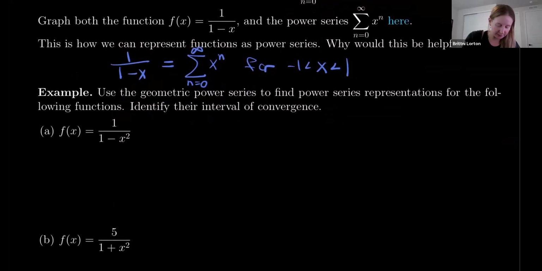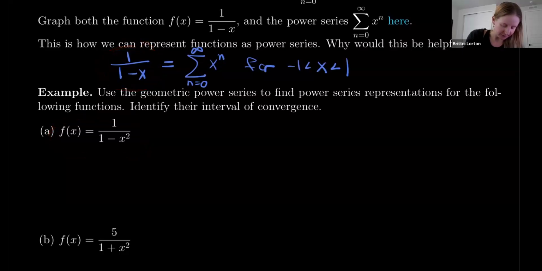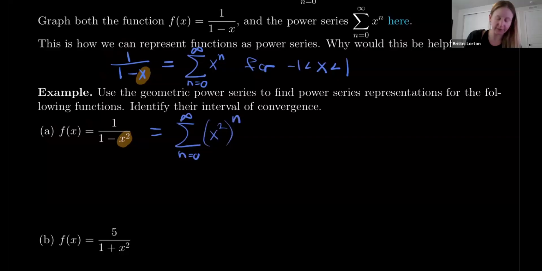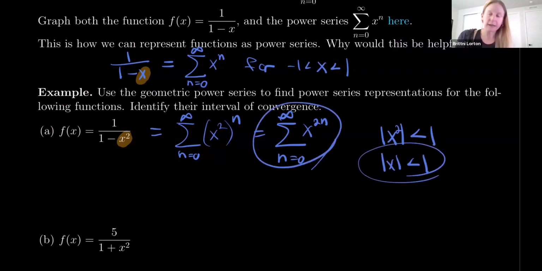Does this function look kind of like the geometric series? It does. The only difference is this one has an x squared instead of an x. So that means that turns into the sum from n equals 0 to infinity of x to the 2n. And of course, it only works if the absolute value of x squared is less than 1. Now you can take the square root, though, and of course you get the same interval of convergence. Ta-da. So I turned it into an infinite polynomial.